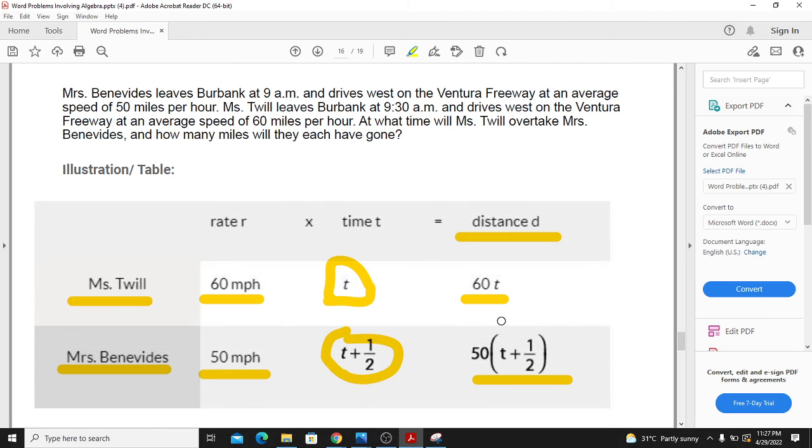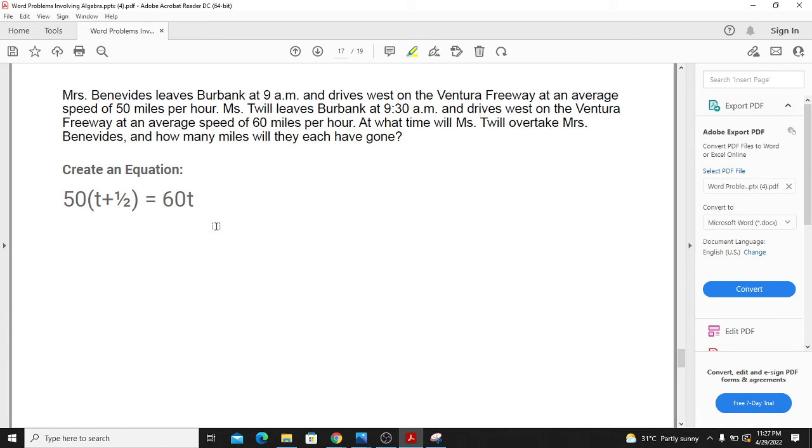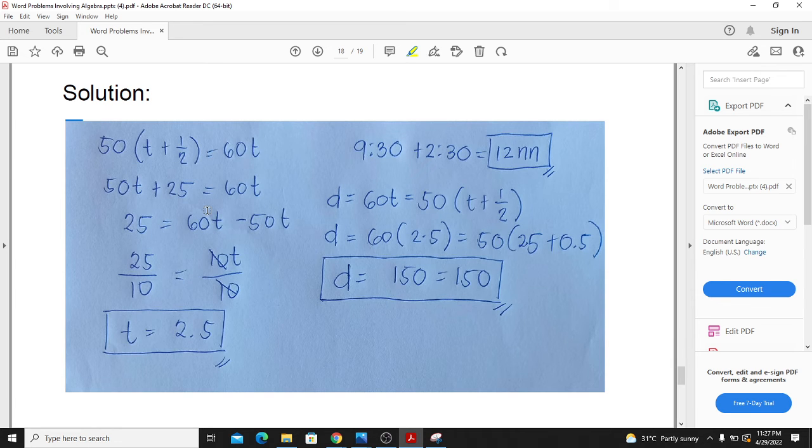Okay, so based on the table, we can create an equation. We all know that they do cover the same distance. So we have an equation that will be 50 times the quantity of t plus 1/2 is equal to 60t. Since we now have an equation, then we can come up with a solution. All right, so we distribute 50. So 50 times t, 50t, 50 times 1/2, that makes it 25, is equal to 60t.